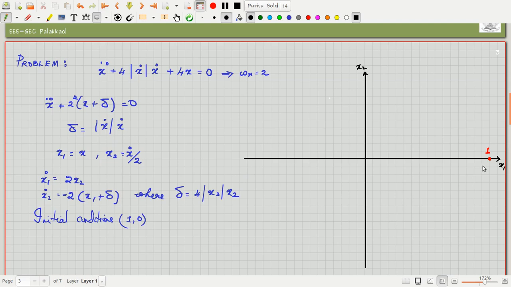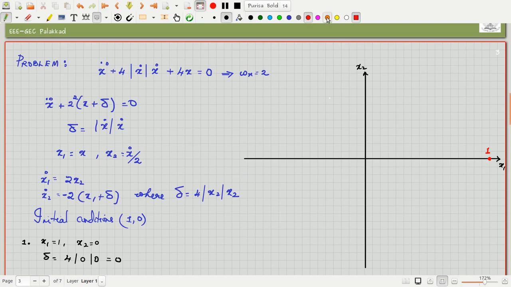So this is point 1. At point 1, x1 is equal to 1 and x2 is equal to 0. What would be delta at that point? Delta would be 4 into x2 into x2, and since x2 is 0, delta is 0. So the delta point would be the center here.